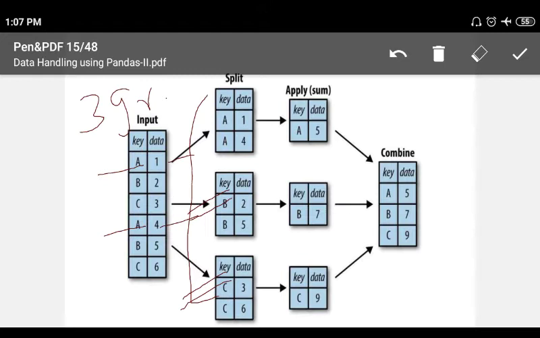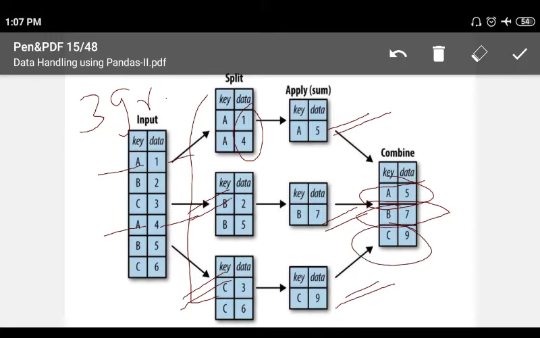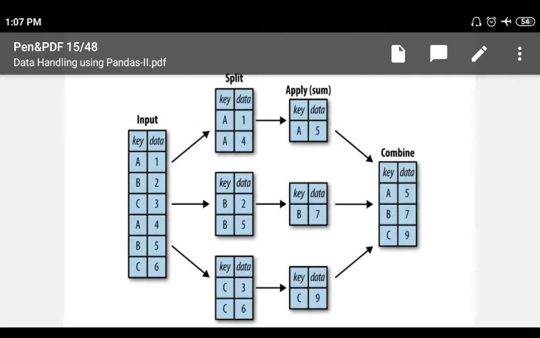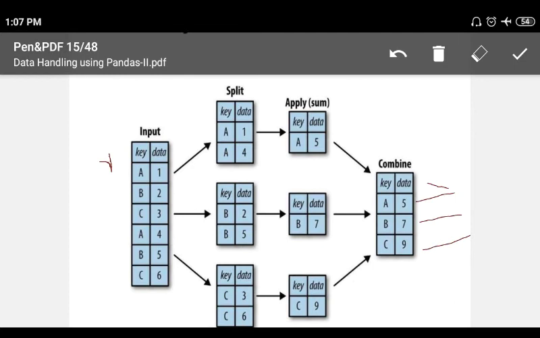Now if we apply sum, 1 plus 4 is 5. The sum of group A is 5, the sum of group B is 7, and the sum of group C data is 9. Now again we combine these three data frames. So there are three groups, and the sums of their data are 5, 7 and 9. This operation is performed by the group by function. Let us see how to do this in the next slide.